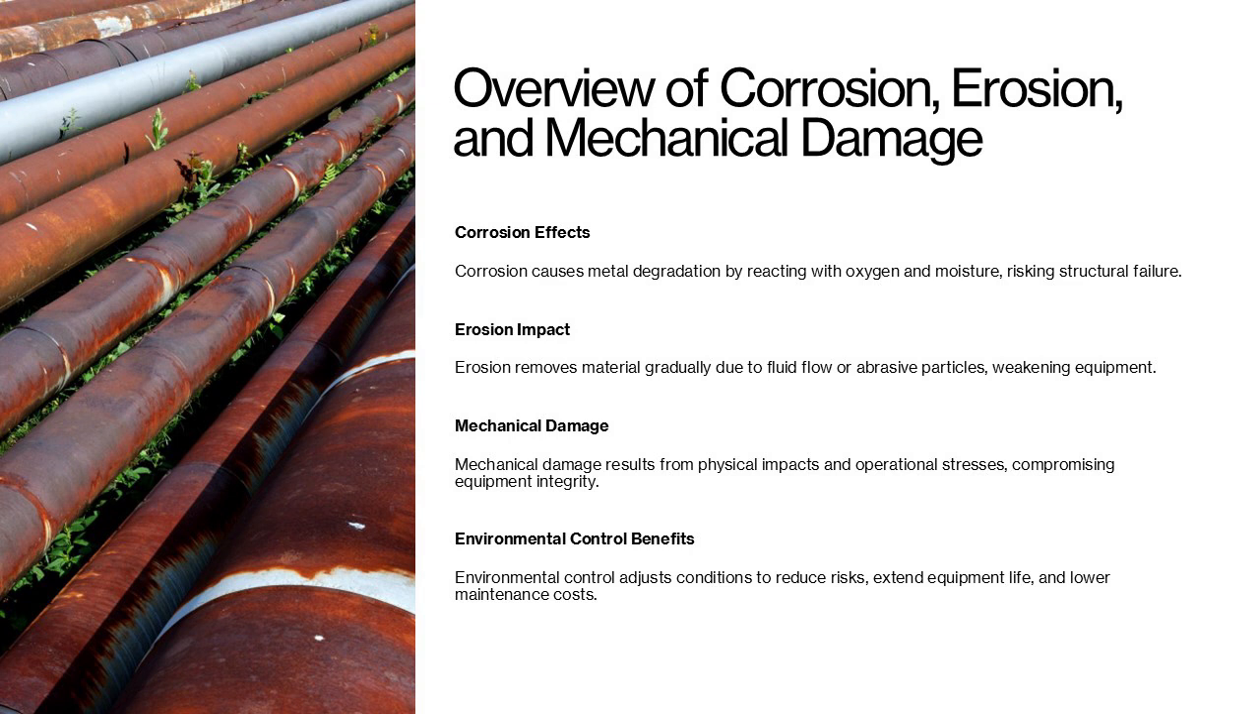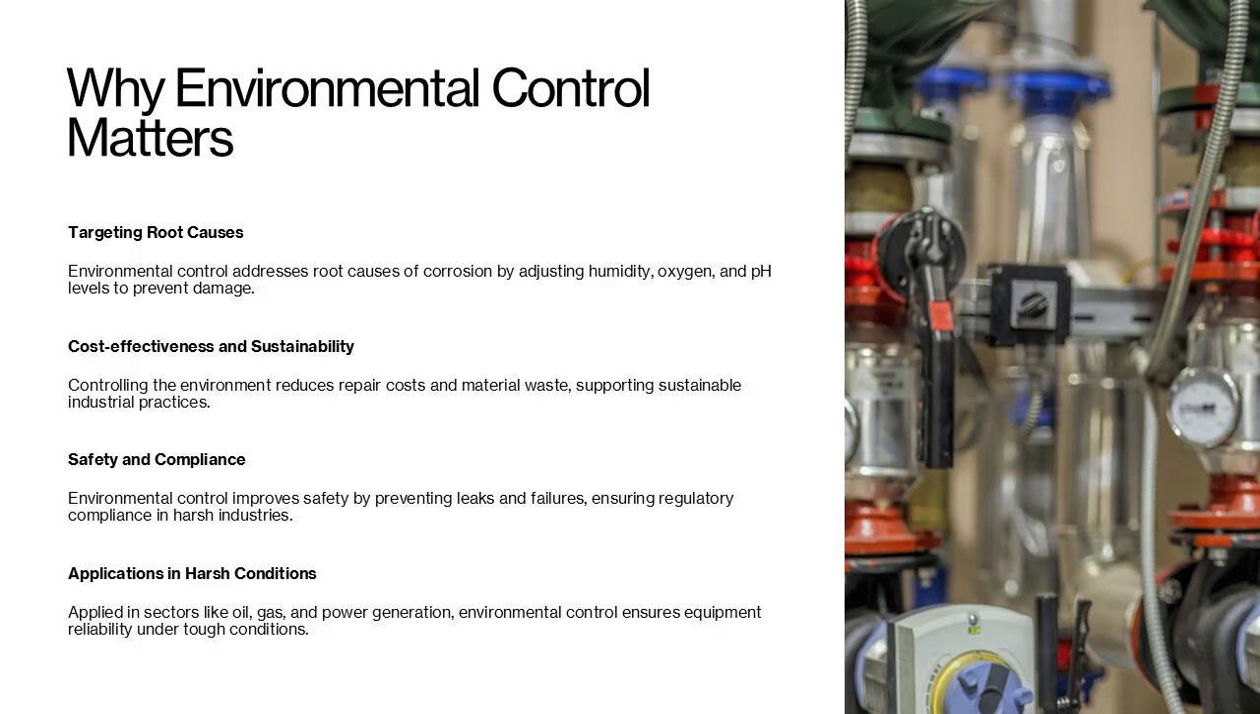Environmental control is a proactive approach that modifies the surrounding conditions to minimize these risks. By controlling factors like humidity, oxygen presence, and chemical composition, industries can significantly extend equipment life, reduce maintenance costs, and ensure operational reliability. This introduction sets the stage for exploring why environmental control is a preferred method and how it effectively addresses these challenges. Environmental control is crucial because it targets the root causes of corrosion and related damage rather than merely treating symptoms. By altering environmental parameters such as humidity, oxygen levels, and pH, industries can create conditions that are unfavorable for corrosive reactions.